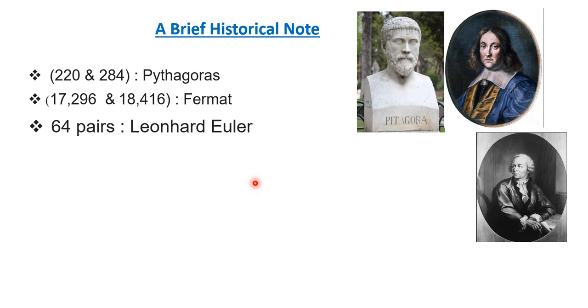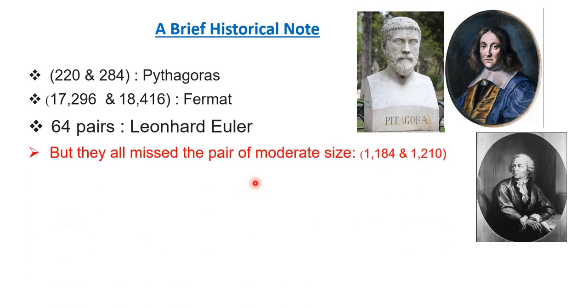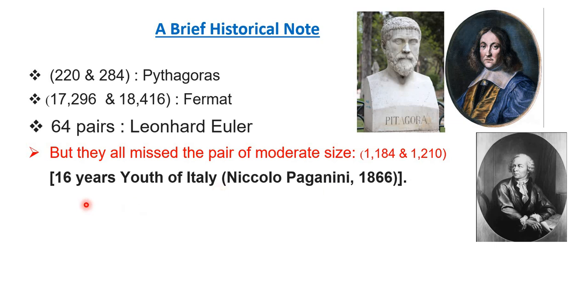But interestingly, all of them, Pythagoras, Fermat, Euler, all of them missed a pair of moderate size, these two small ones. And that was discovered by only a 16-year-old young person of Italy, Niccolo Paganini, in 1806. So don't confuse him with the famous violinist Niccolo Paganini. This is a mathematician. Till date, more than 5,000 amicable pairs are available.